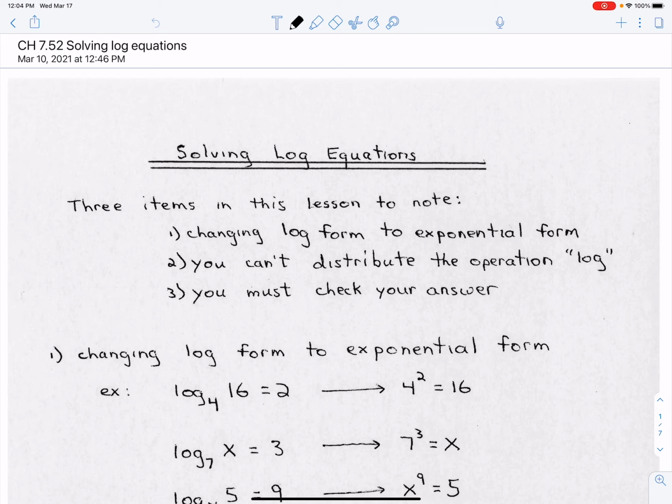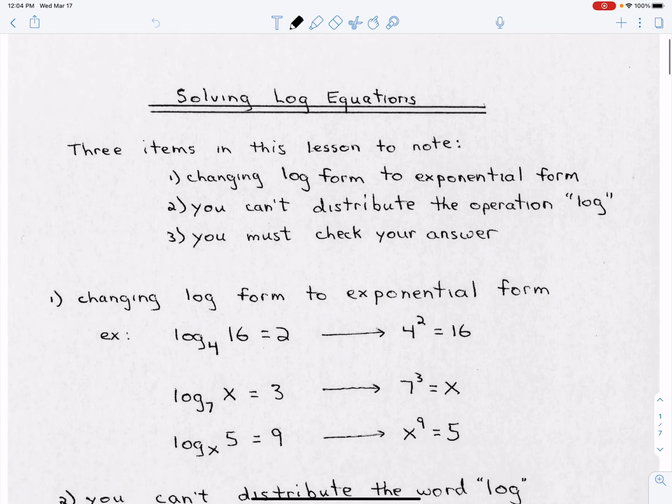And third, just like with fractional equations, you had to check your answer, okay? You're going to have to check your answers. You can do everything correct, but still get an answer that doesn't work. And I'll show you how you know whether it works or not, okay?